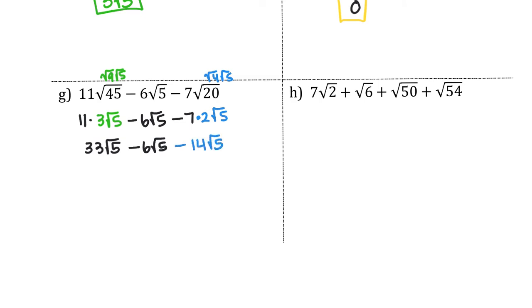And now everything is a square root 5, so I can combine them. 33 square root 5s minus 6 square root 5s is 27 square root 5s. And then if I subtract 14, now I have 13 square root 5s.